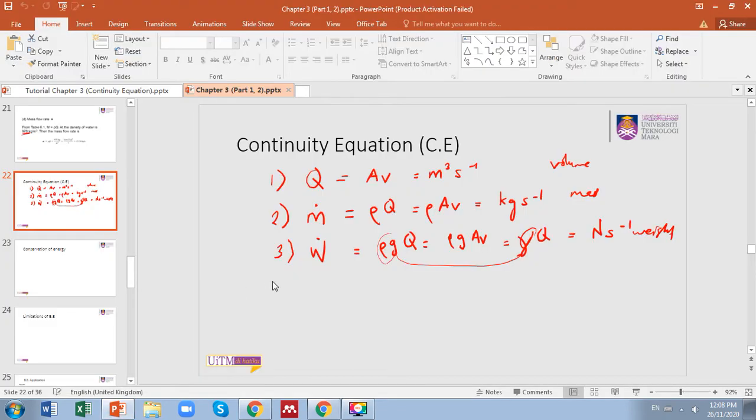And we have the last one, the weight flow rate. If you see the difference from Q, the volume flow rate, when you multiply with rho you get your mass flow rate, and if you multiply with g, then you get your weight flow rate. So rho g Q is the weight flow rate, and this unit is Newton per second.